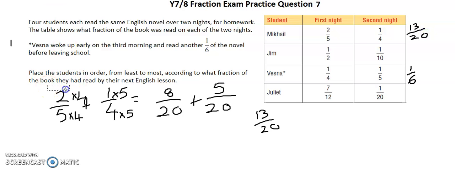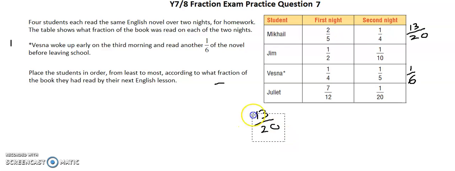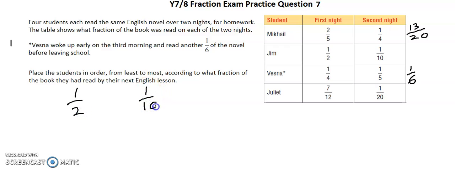Okay, let's look at Jim. Now, Jim read a half and then read 1/10. So I need to get it into the same size. Straight away, I'm going to times my 2 by 5 and my numerator by 5, because the lowest common multiple is 10. That gives me 5 over 10, and I'm adding 1 over 10. That equals 6 out of 10.